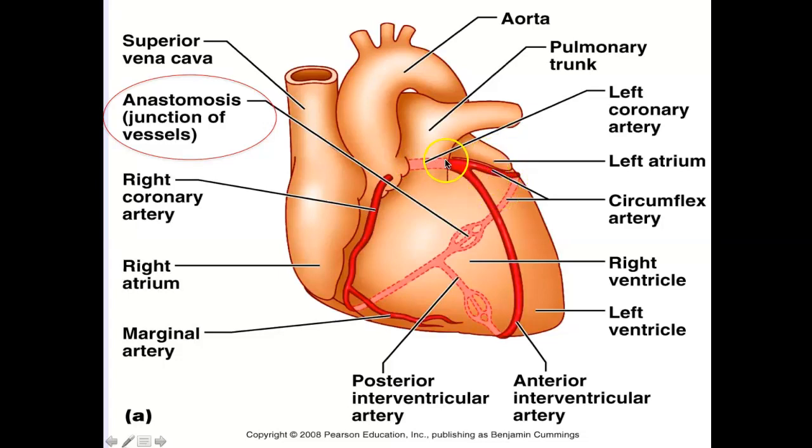And it's dotted here because it goes behind the pulmonary trunk. So you see the pulmonary trunk is going to be in front of the left coronary artery. But the lesson here is basically that the heart itself gets its blood immediately from the ascending aorta and those two blood vessels right there.